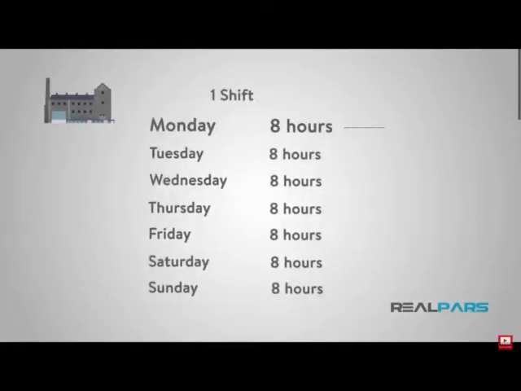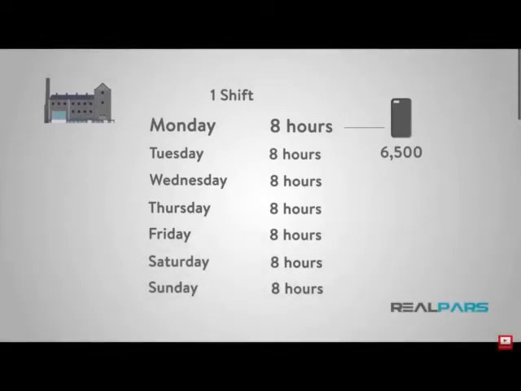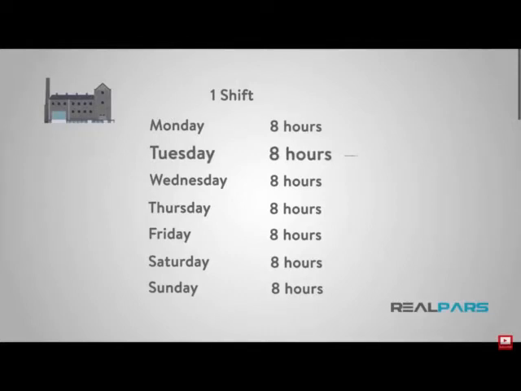So Monday, Plant A starts production on the stainless steel case. The shift was able to make 6,500 cases and planned to resume production the next day. On Tuesday, the plant resumes production of the stainless steel case for the final 1,500 count.